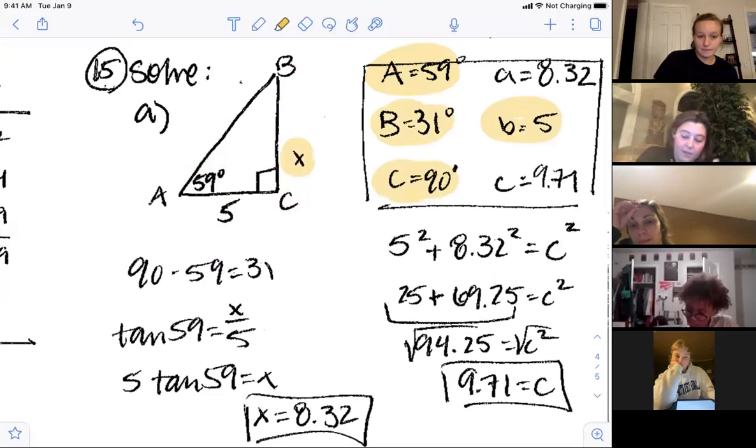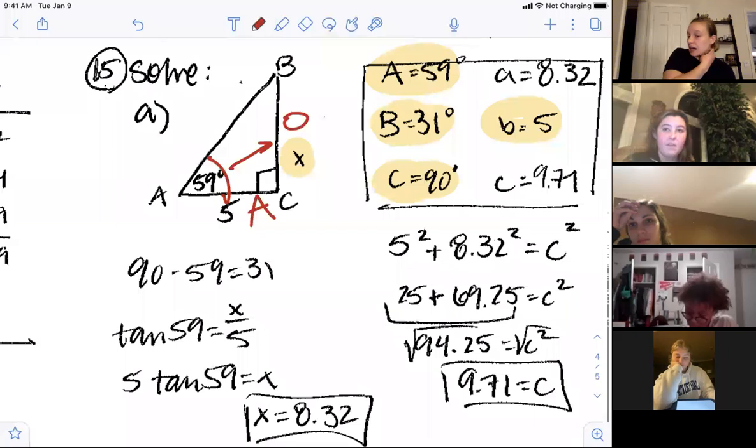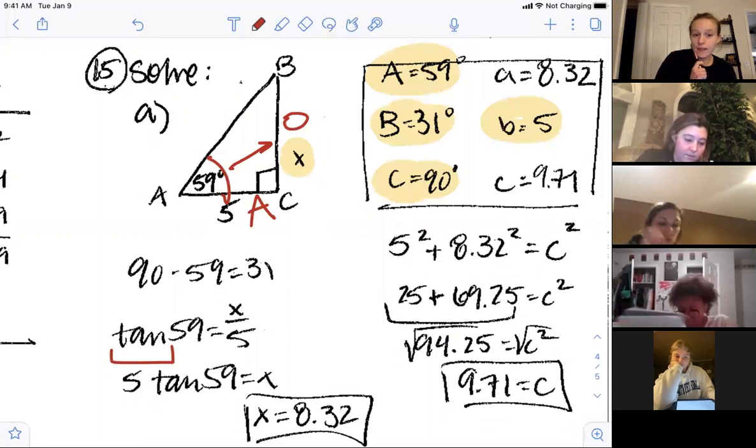I picked this side. I used the angle that I had. I knew that this side was my opposite side and that 5 was the adjacent side. So which trig function is that? Tangent. Tangent of 59 equals x over 5. And then we can plug that in the calculator and solve.